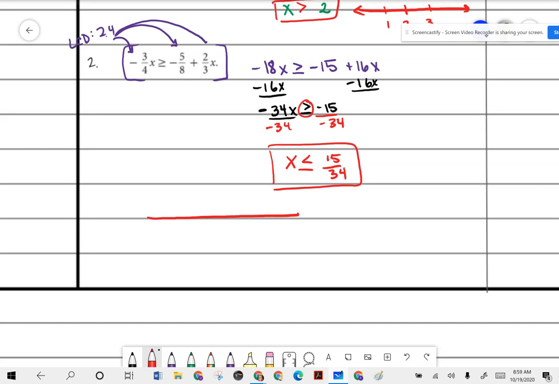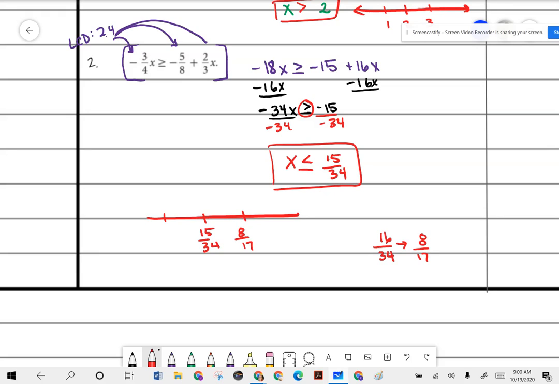So let's draw a number line. We've got 15 over 34 right here. We need one number to the right and one number to the left. So the next number that would be right here would be 16 over 34. But I would definitely want you to reduce that. And then dividing by 2, that's going to give you 8 over 17.